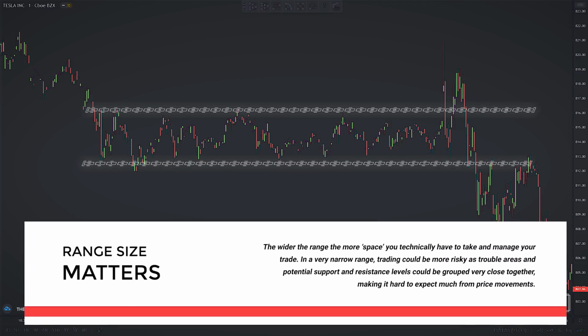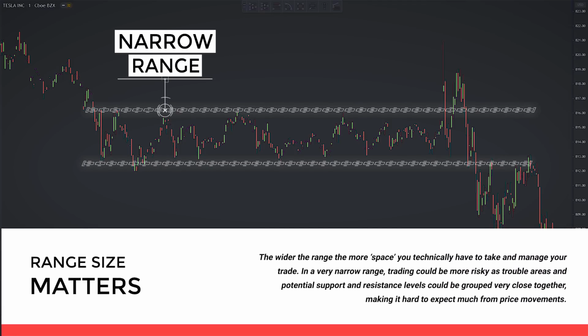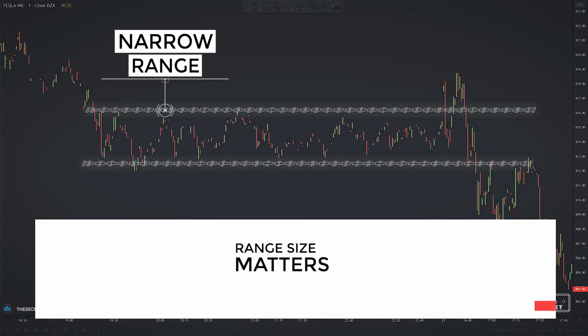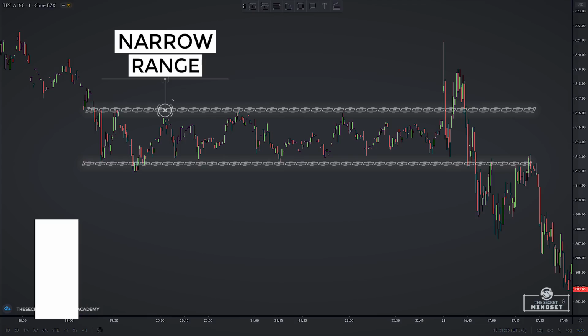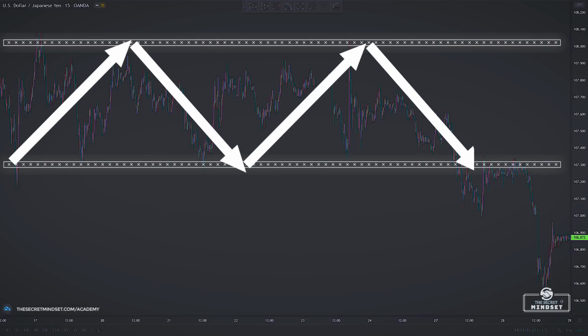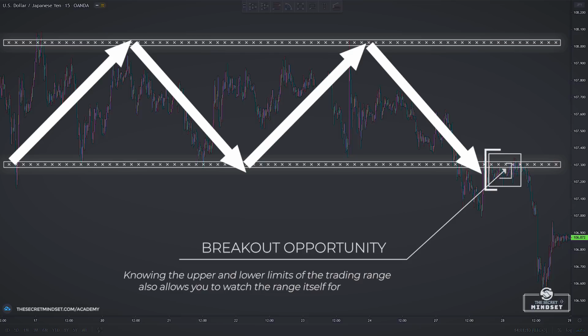In a very narrow range, as the one in this example, trading could be more risky as trouble areas and potential support and resistance levels could be grouped very close together, making it hard to expect much from price movements. Defining the range gives you a more clear perspective of the bigger picture. Knowing the upper and the lower limits of the trading range also allows you to watch the range itself for a potential breakout to either side.